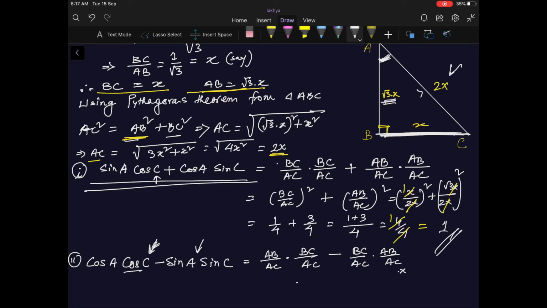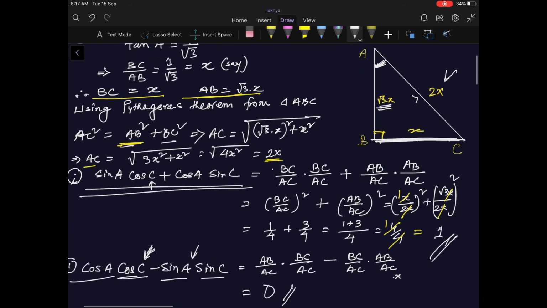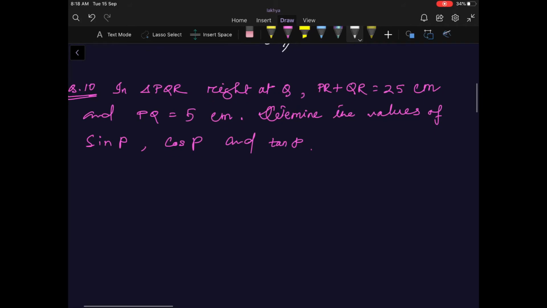That is equal to 0. So that is the value of cos A cos C, sin A sin C minus sin A sin C. So that's how we can solve question number 9. I hope you have understood this. Let me show you the next question.